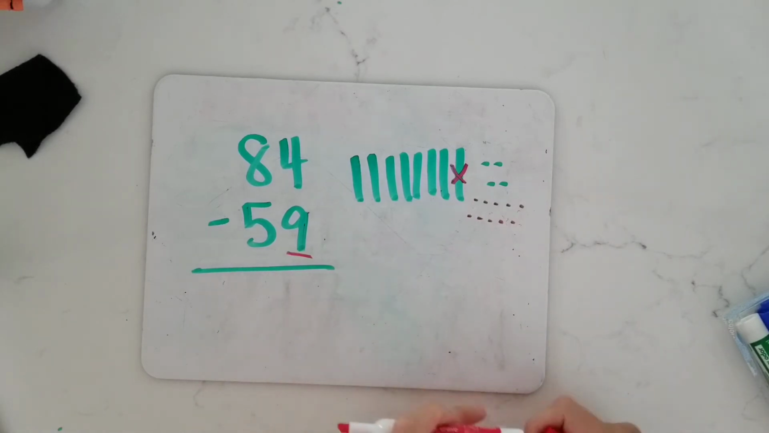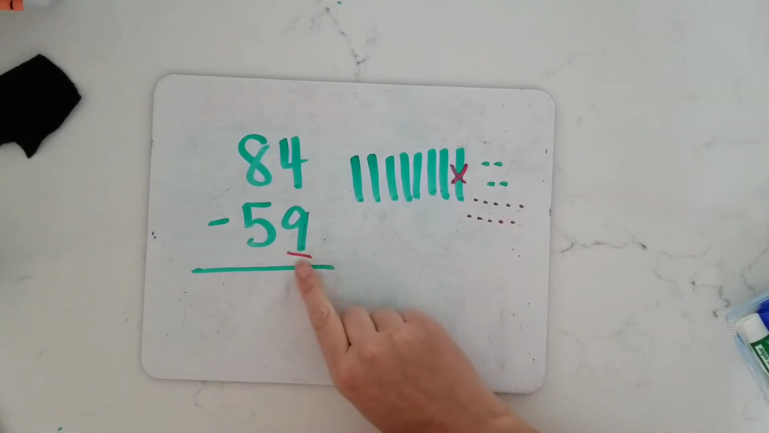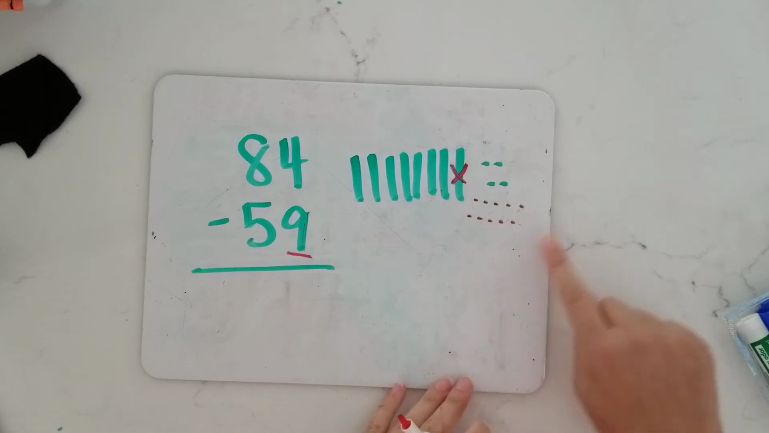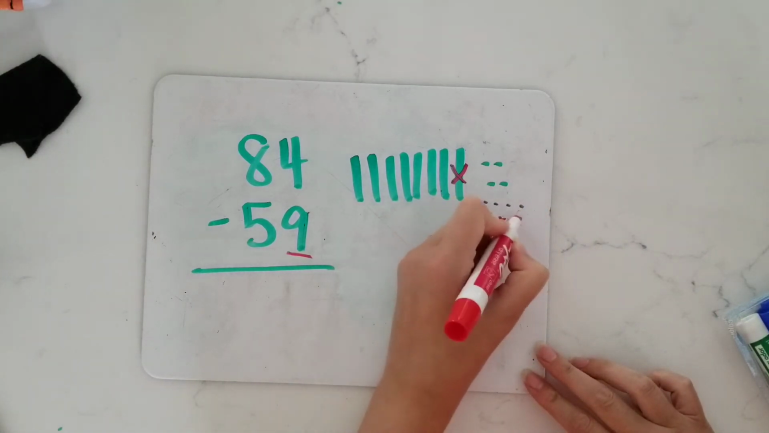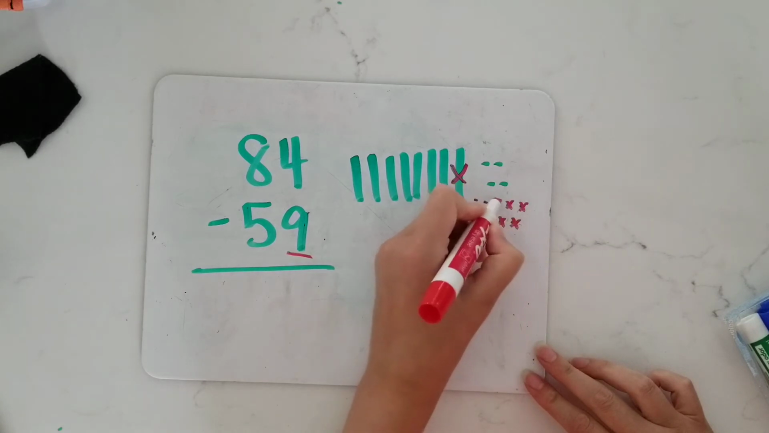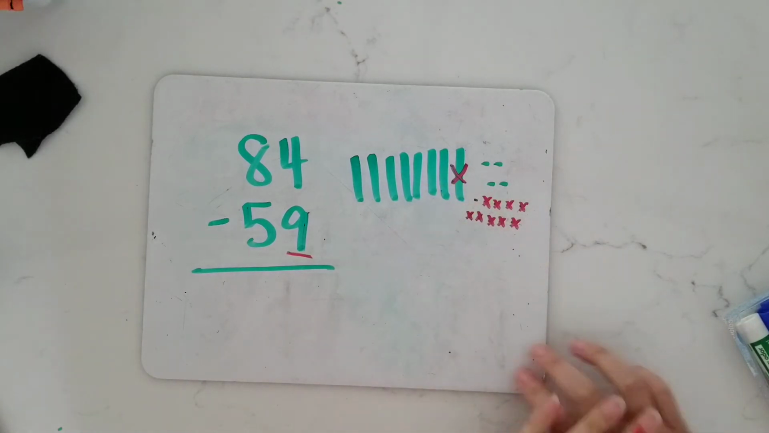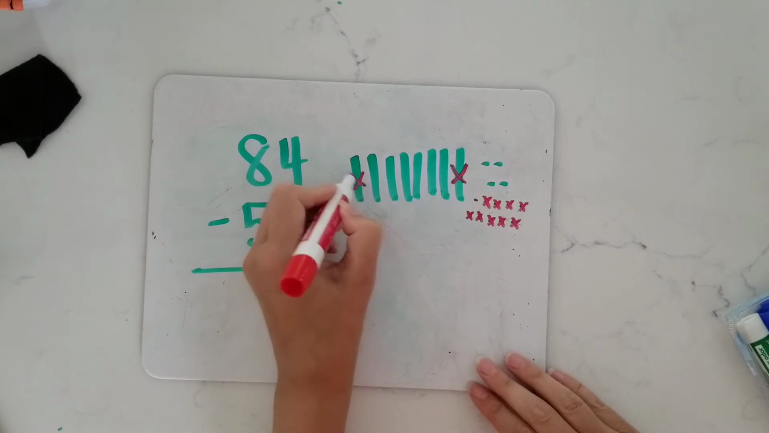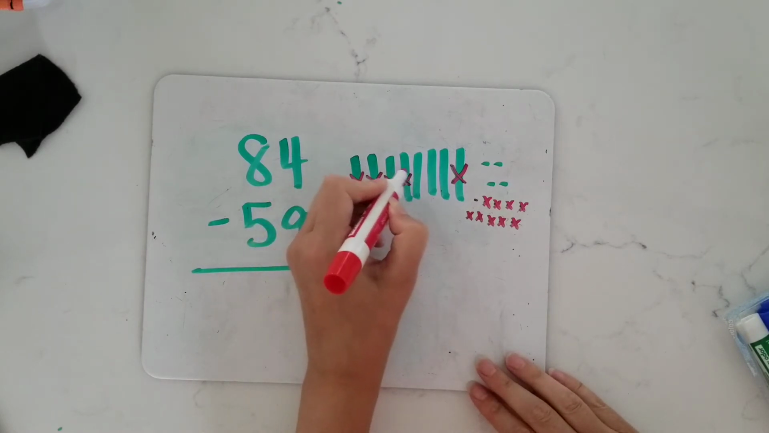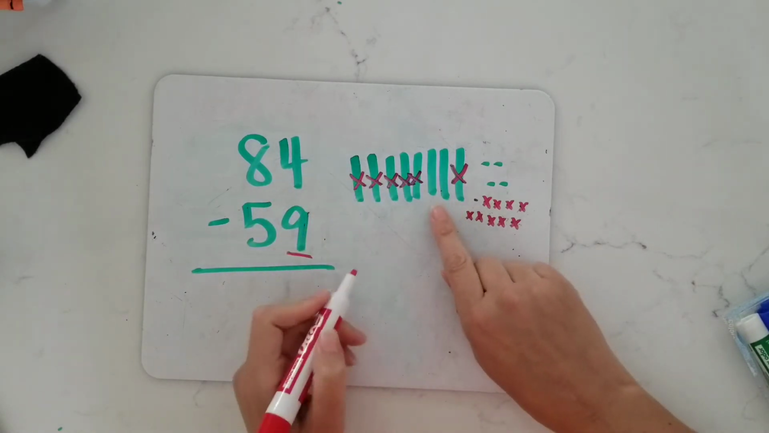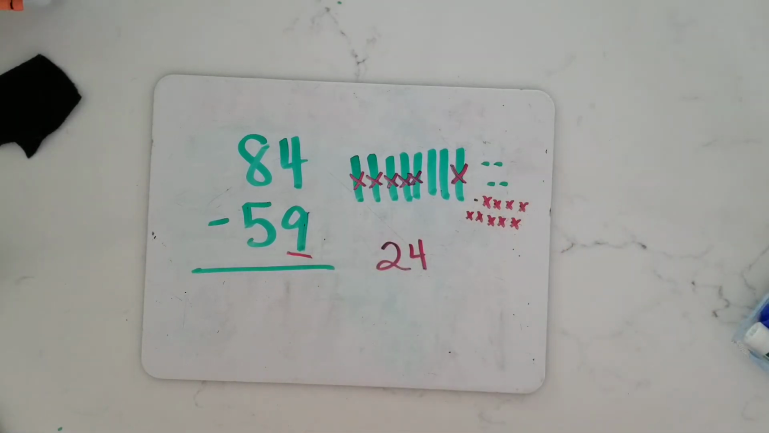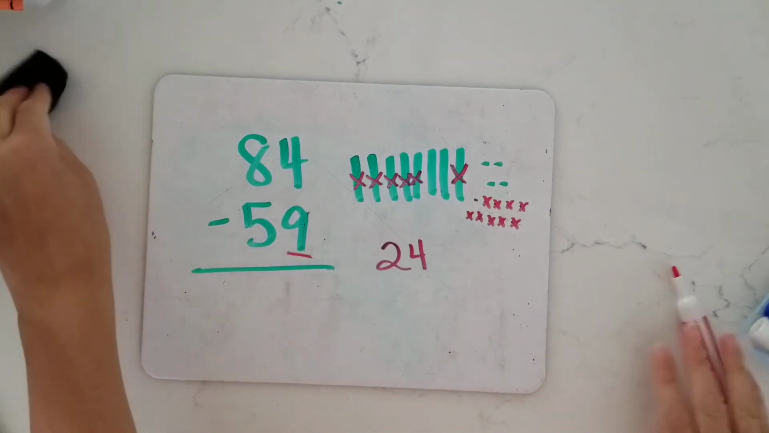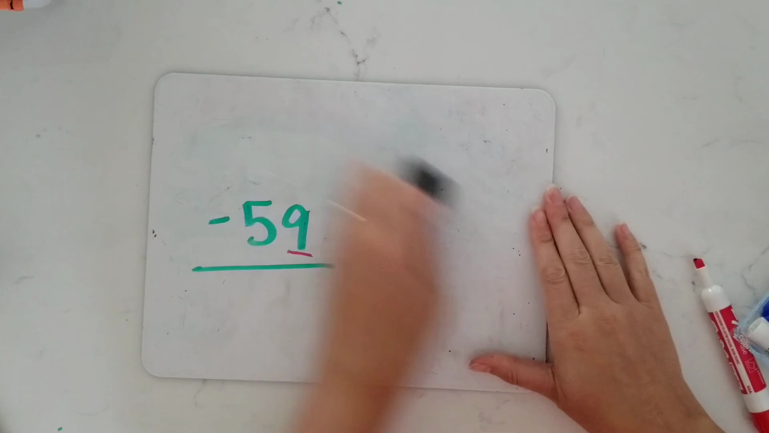I've just regrouped how that number looks. So now I can easily take 9 away because I have plenty of ones, and I can do 1, 2, 3, 4, 5, 6, 7, 8, 9. And I can take 5 away. 1, 2, 3, 4, 5. And I'm left with 2 10s and 4 1s. So my answer is 24. Let's try one more so that we're really clear on it.